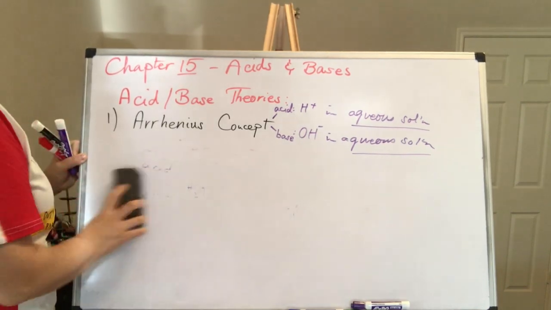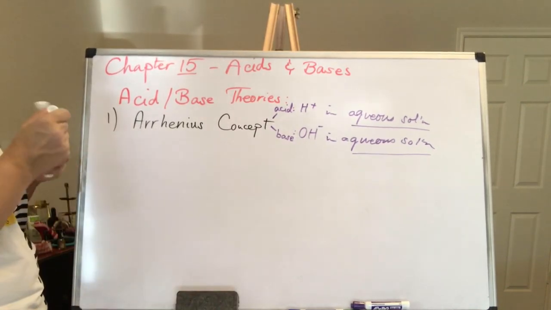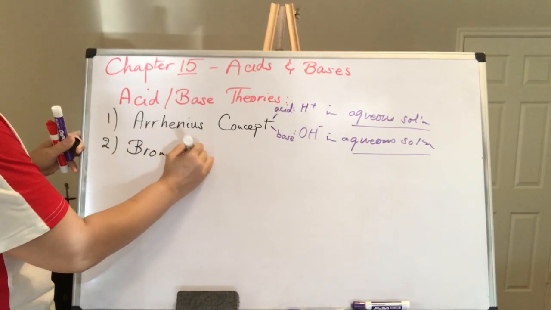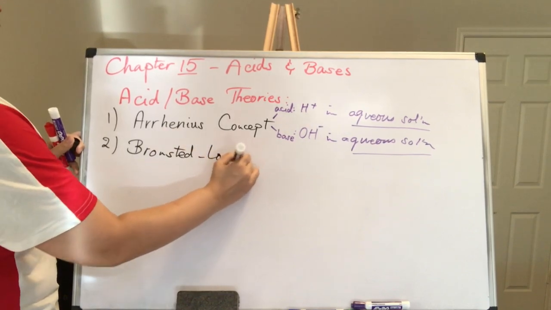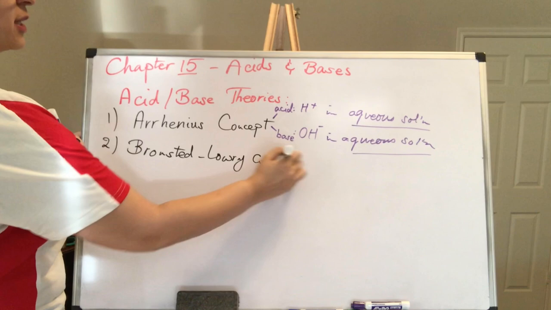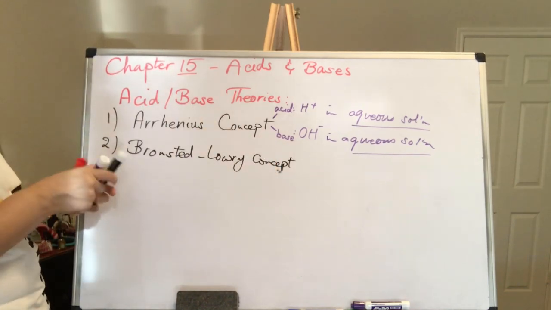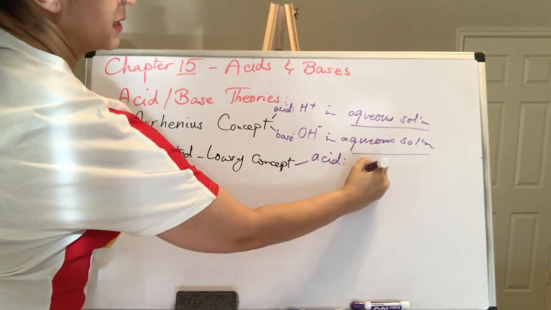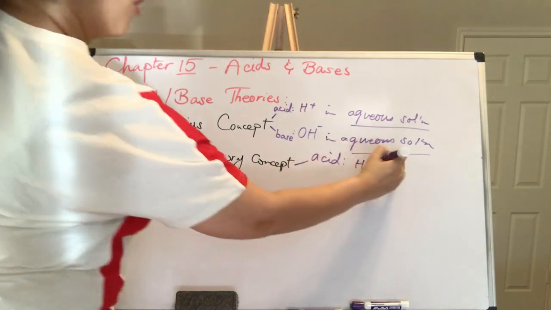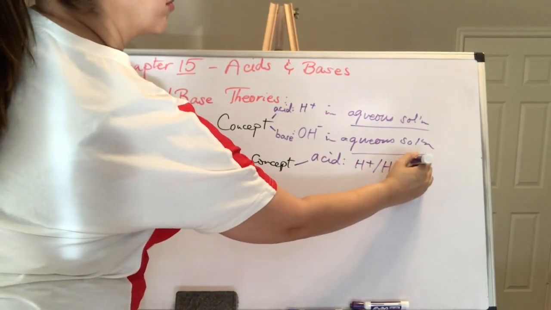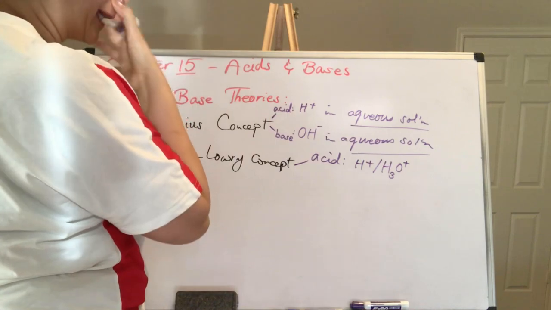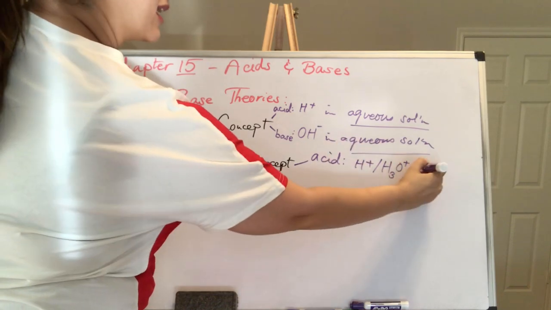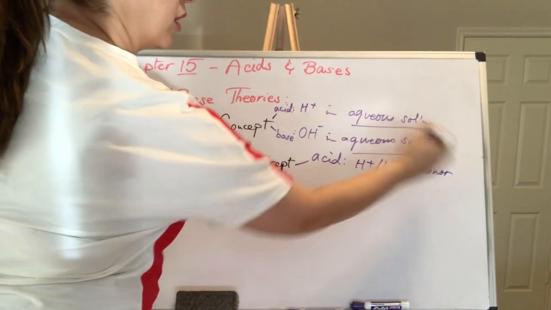So let's move to the second theory, which is stronger, and it is called Bronsted-Lowry. Bronsted and Lowry worked together on this concept. According to this concept, an acid is a hydrogen ion, or you call it hydronium ion, both of them. Either one. And I'll tell you what is the difference between hydrogen ion and hydronium ion. An acid is a hydrogen ion donor.